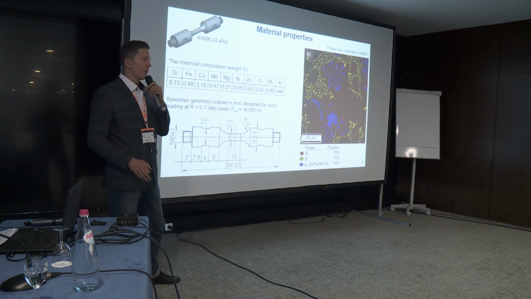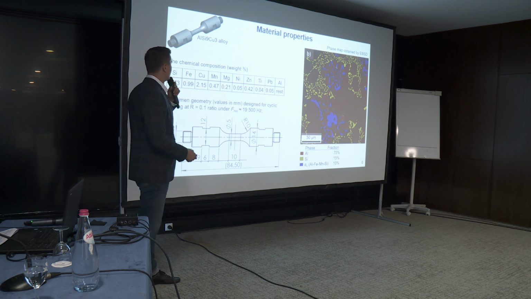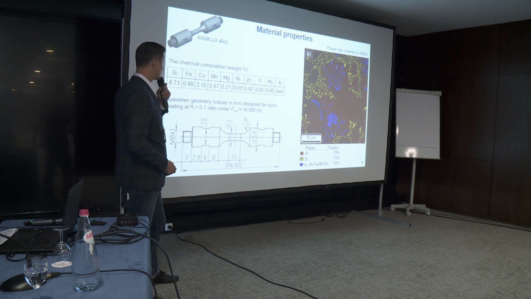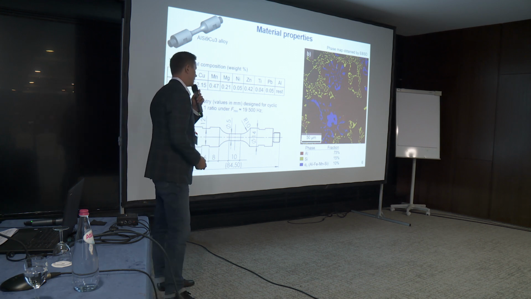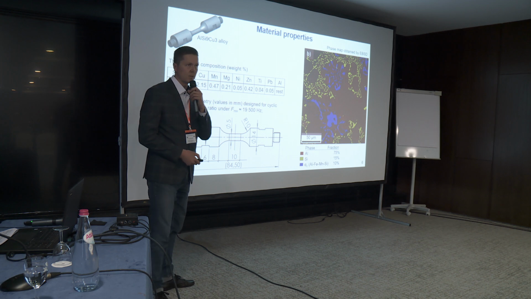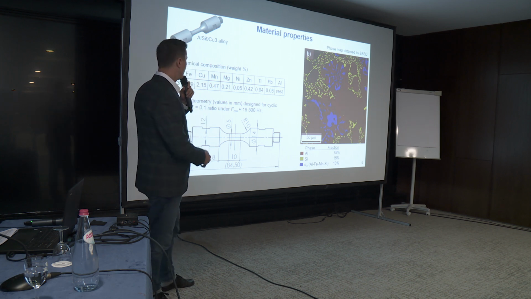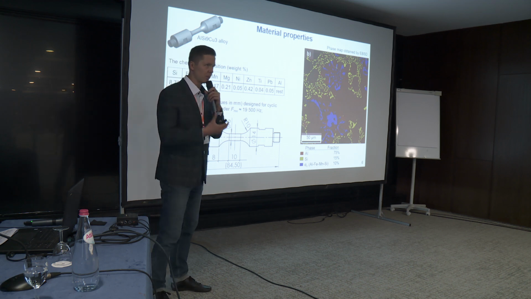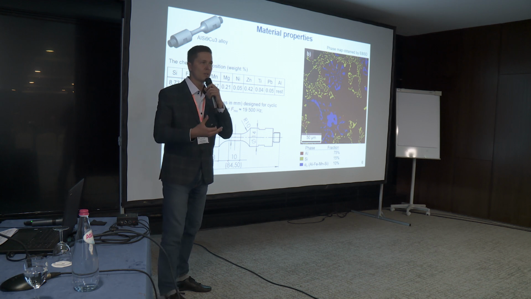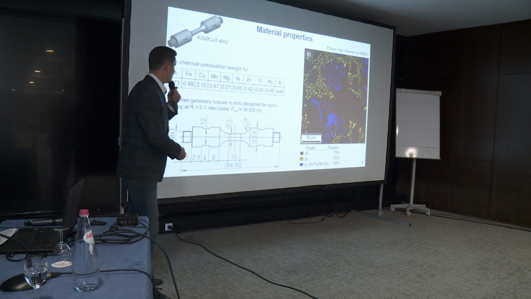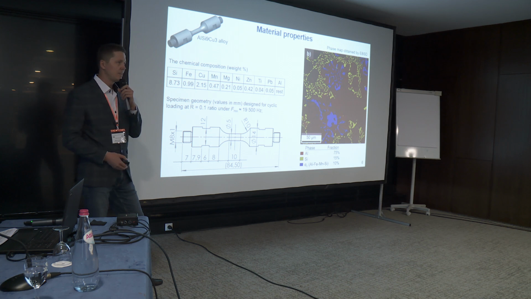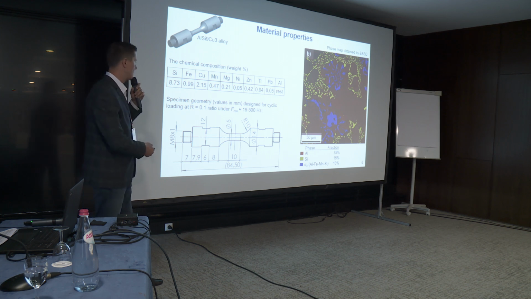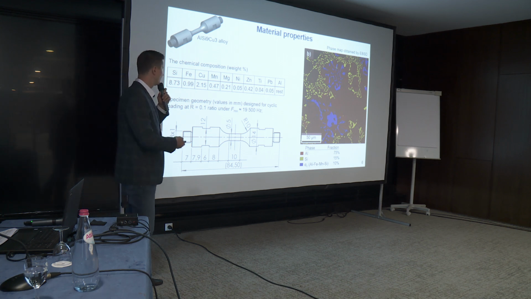Just a few words about the material. We have taken an aluminum silicon copper alloy. We have aluminum silicon eutectic matrix, which is quite ductile, and alpha intermetallic particles, which are quite brittle, and they serve as good crack initiation spots. The specimen geometry is designed to have an exact frequency of 19.5 kilohertz.